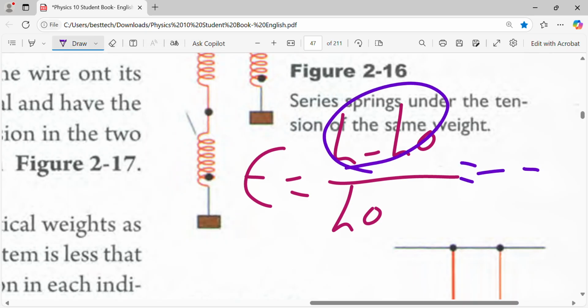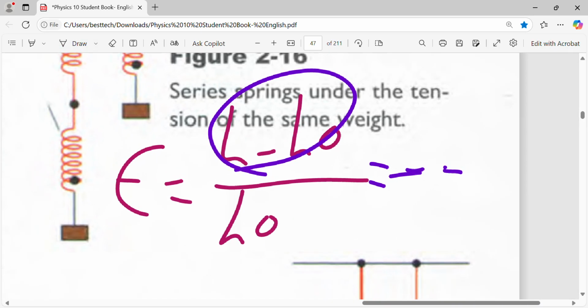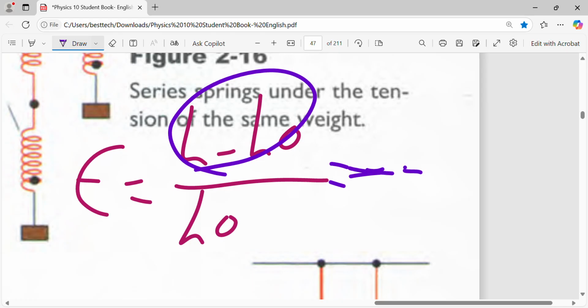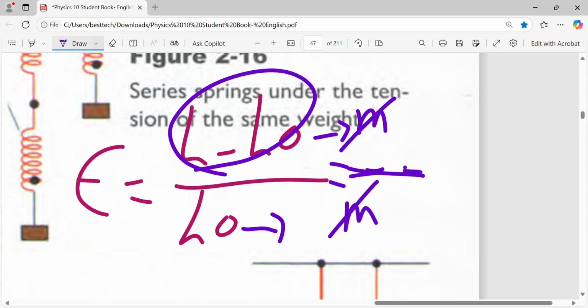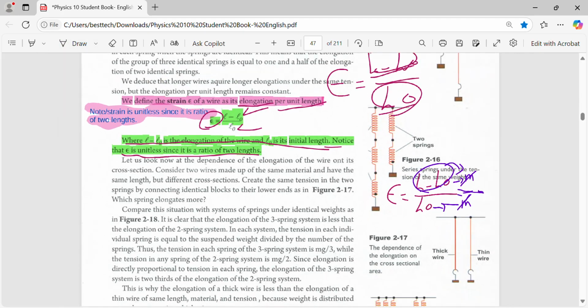the unit of L minus L naught is measured by one parameter, so the unit of L minus L naught is just meter. And at the bottom we have L naught, the initial length. The unit of length is the same, meter. So the top is meter, the bottom is meter. The same units will be cancelled, so no unit is left. Because L minus L naught is just meter, and L naught is meter too, the meters will be cancelled. No unit is left.